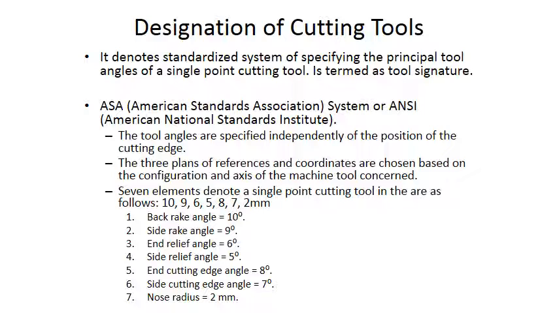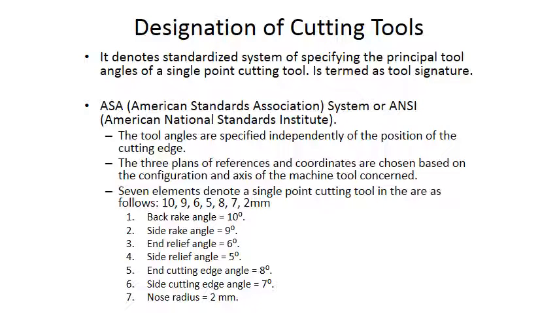They are as follows: 10, 9, 6, 5, 8, 7 and 2. So the back rake angle is a maximum of 10 degrees, side rake angle 9 degrees, end relief angle 6, side relief angle 5, end cutting edge angle 8, side cutting edge angle 7 degrees, and nose radius is 2 mm. Except the nose radius, all are angles in degrees, and the last, the nose radius, is in mm. So these are the seven important points. It is called the tool geometry or designation of the cutting tool.